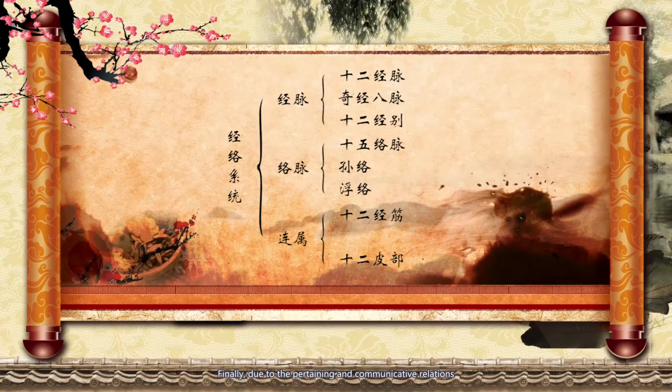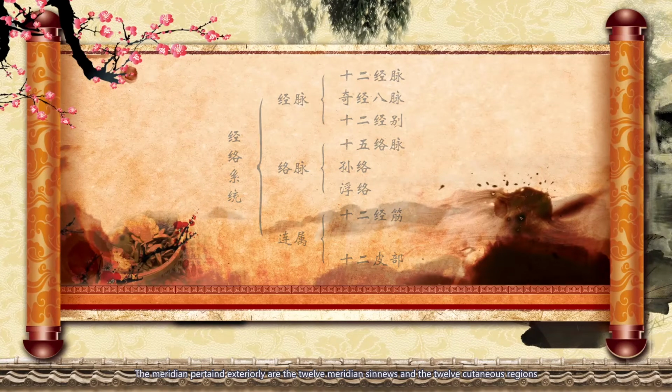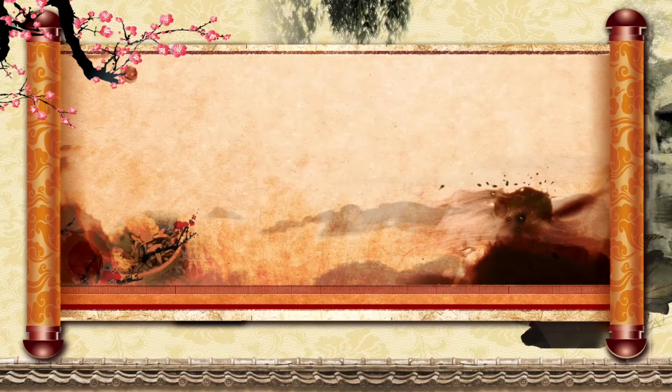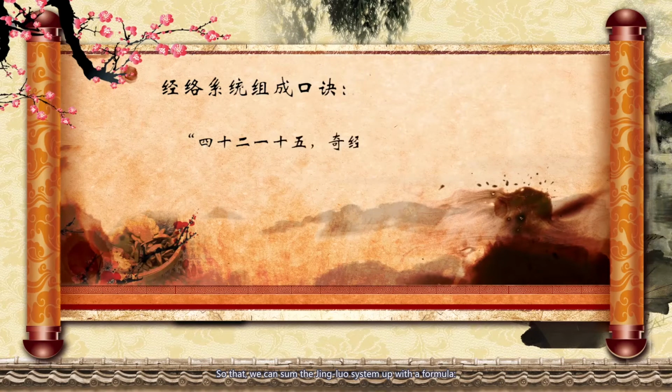due to the pertaining and communicative relations, the meridian pertains to Zhangfu organs interiorly. The meridians pertaining exteriorly are the 12 meridian sinews and the 12 cutaneous regions, so that we can sum the Jingluo system up with a formula.